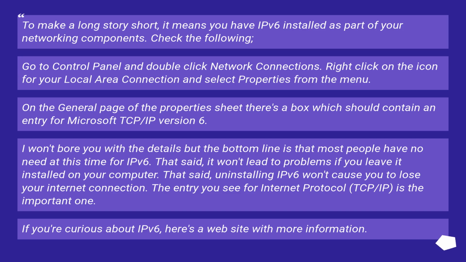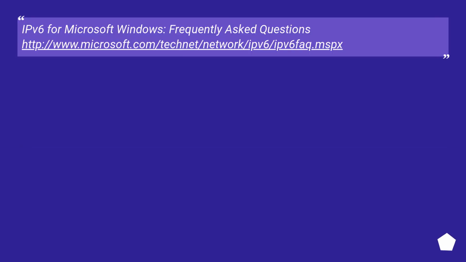That said, uninstalling IPv6 won't cause you to lose your internet connection. The entry you see for Internet Protocol, TCP/IP, is the important one. If you're curious about IPv6, here's a website with more information. IPv6 for Microsoft Windows, frequently asked questions. This URL.